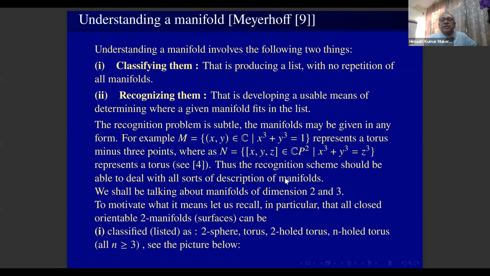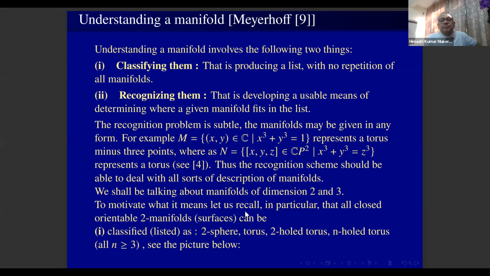Therefore, if you are given a manifold in a very bizarre form, like the locus of some equations, then it is difficult to recognize it unless you analyze it nicely. Thus, the recognition scheme should be able to deal with all sorts of descriptions of manifolds. We shall be talking about manifolds of dimension 2 and 3.